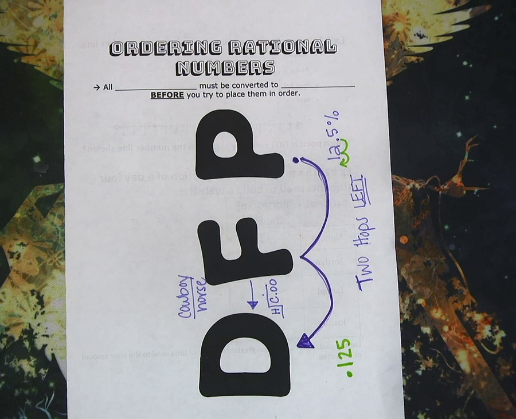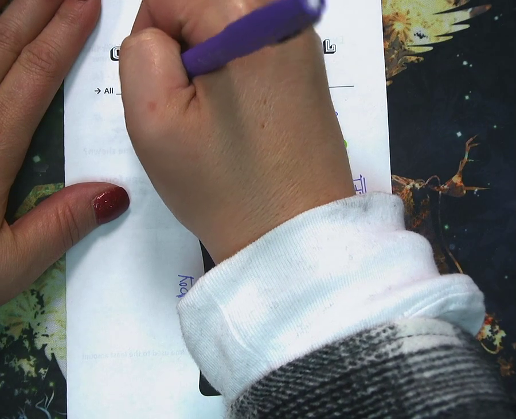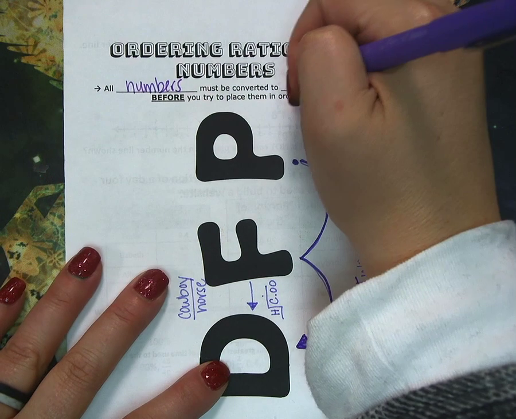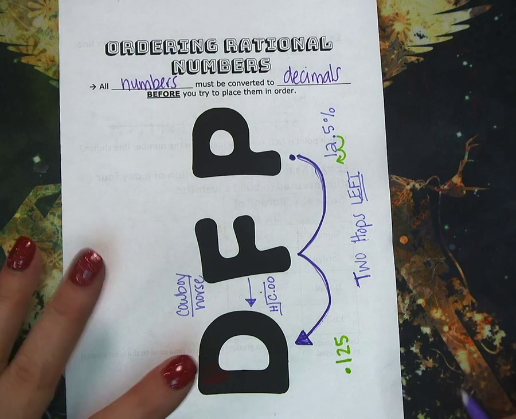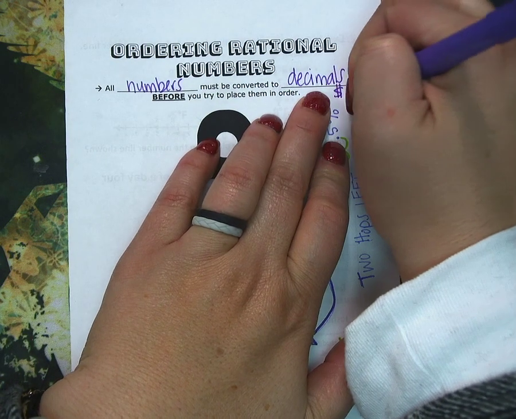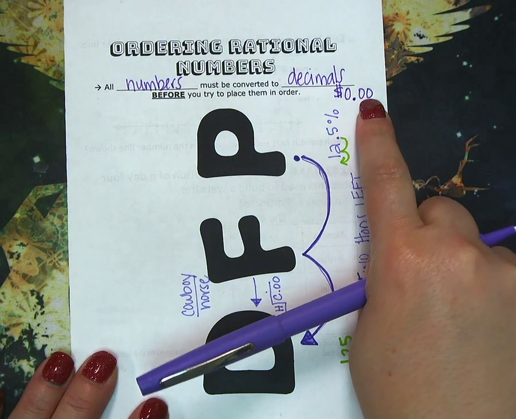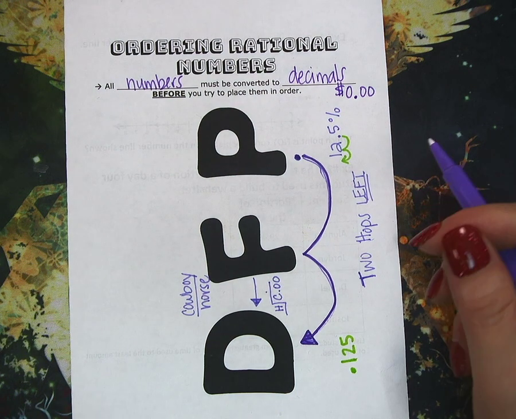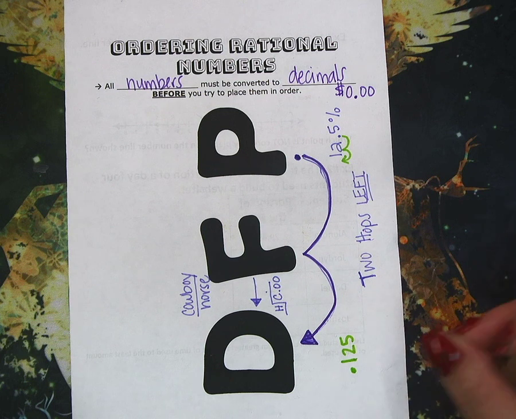Okay, so all numbers must be converted to decimals before we try to place them in order. And specifically, we want decimals that look like money. So we're going to go to 2 decimal places when it comes to our decimals, because we know money, we've used money, we've spent money, and we know how to order that from least to greatest, okay?